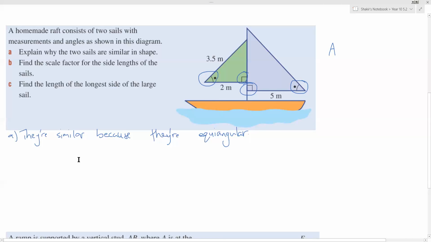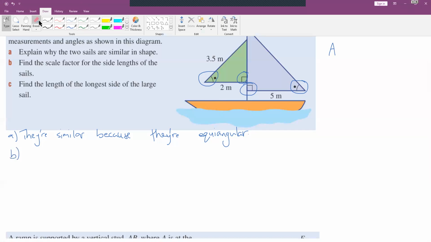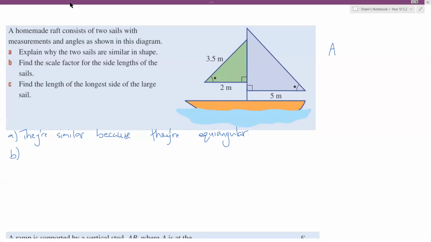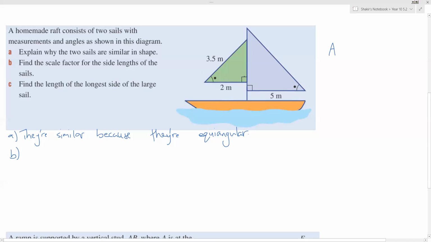part B. It says find the scale factor for the side lengths of the sail. Scale factor means how much bigger, by what do you have to multiply the sides on the first triangle to get the second triangle? What's the factor? What do you have to multiply by? So let's have a look at this. So let's see, between the right angle and that angle is the 2, and between the right angle and that angle is the 5. So the 2 becomes a 5, so to speak.